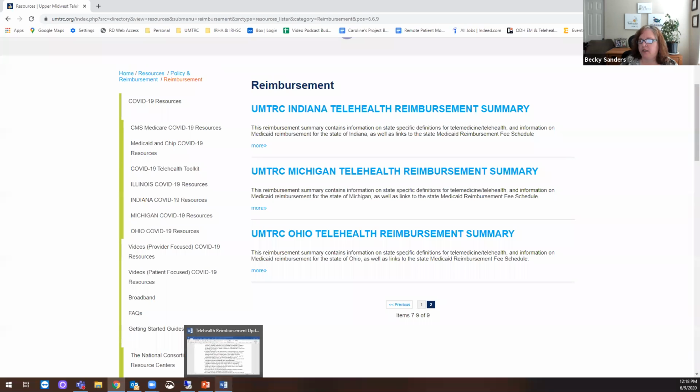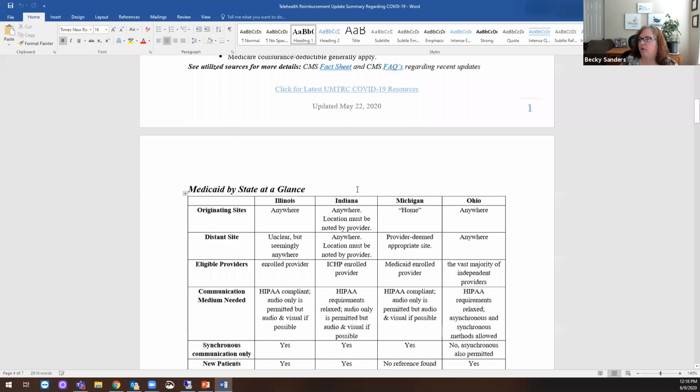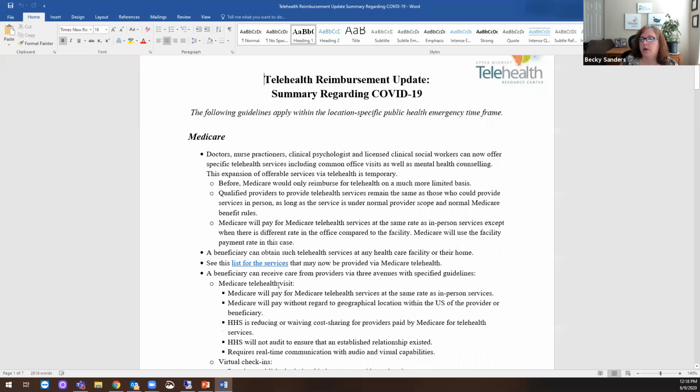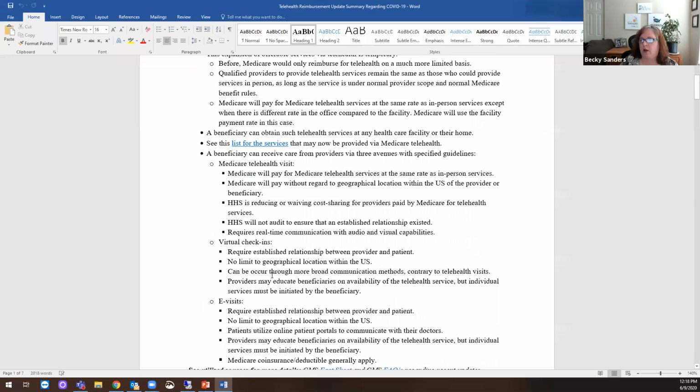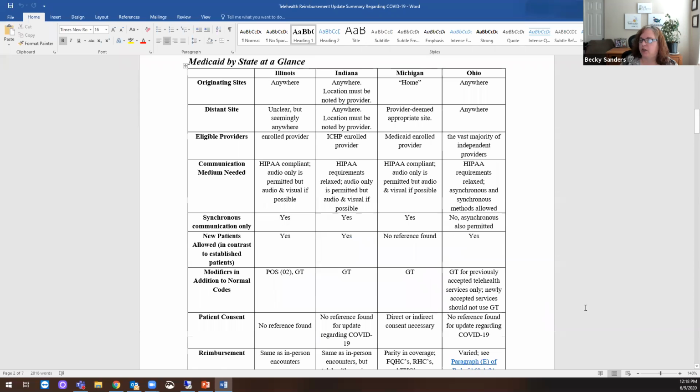I'm going to show you this one right now. Drag this over. This one is a summary of all 4 states, as well as what's going on with Medicare, where you can find all of the waivers for Medicare. But this is what I really wanted to show you guys today. You can see there's a column for each state: Illinois, Indiana, Michigan, and Ohio.